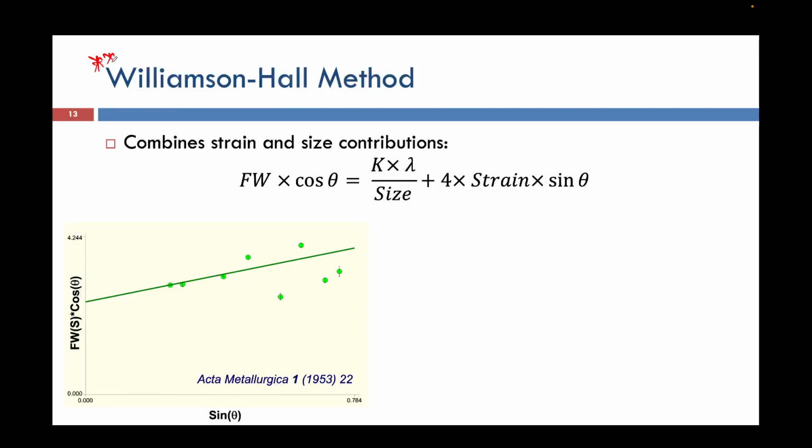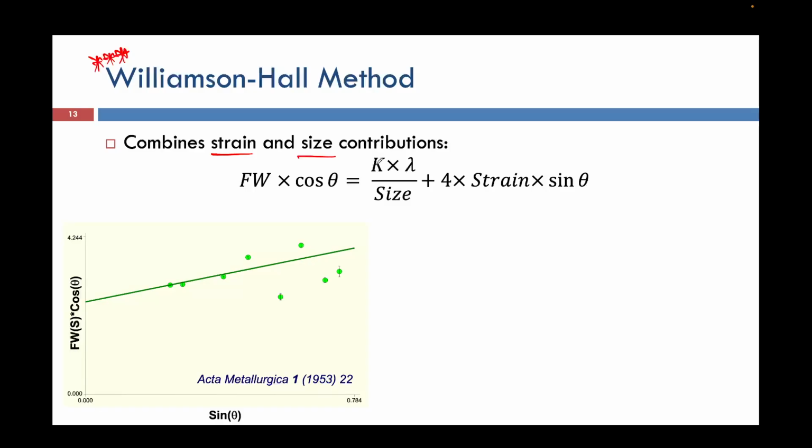This is one of the most important methods in X-ray diffraction, and there is a high probability that an exam question might come from this Williamson-Hall method, because it contributes both size effect as well as strain effect, the combined strain and size contribution. The equation is given as Fw into cos theta is equal to K into lambda by size plus 4 into strain into sin theta, right?